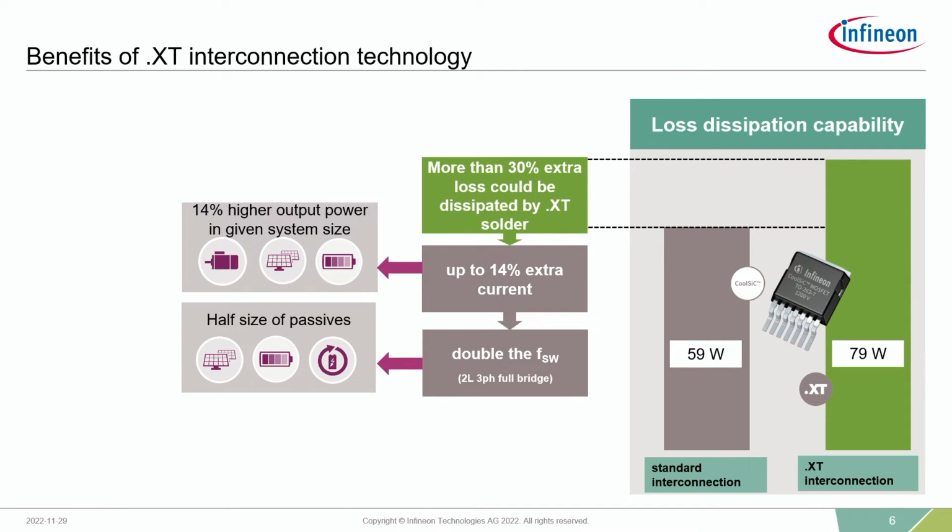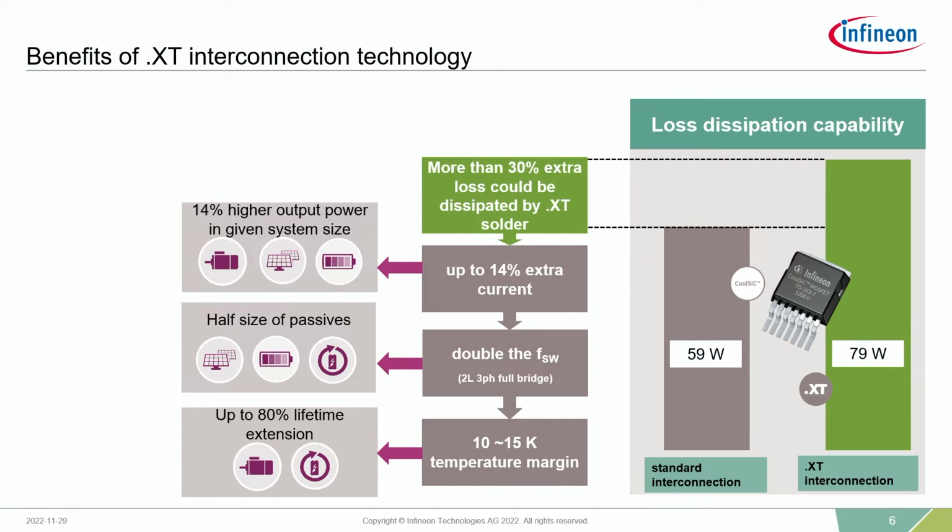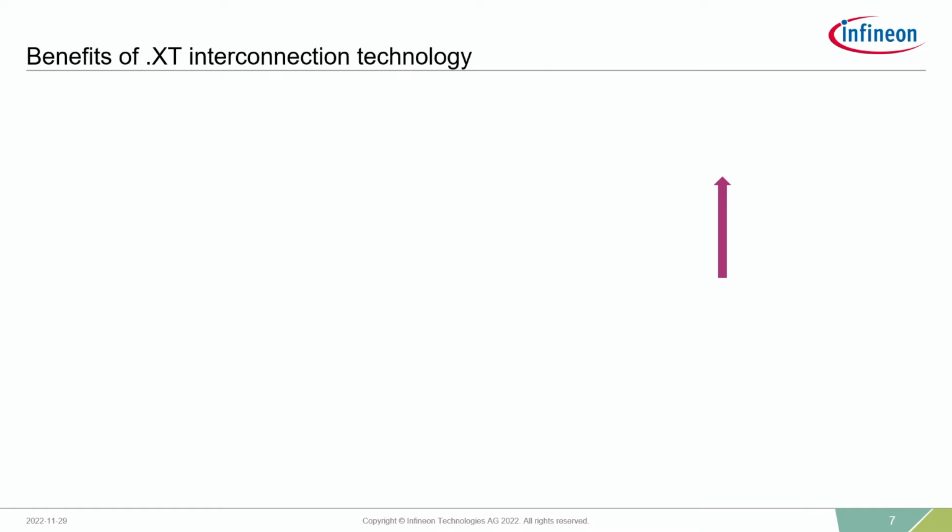Or we can double the switching frequency in a 2-level 3-phase full bridge inverter. We can reduce the passive size to half. Or we can achieve a 10 to 15 Kelvin temperature margin. That means we can go up to 80% life extension compared to the standard interconnection technology. Let's look at the benefit for thermo-mechanical stress.